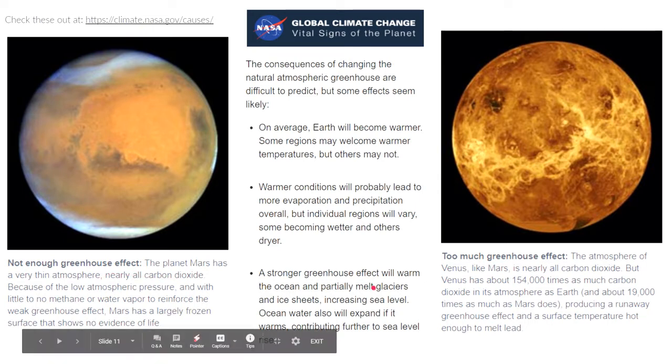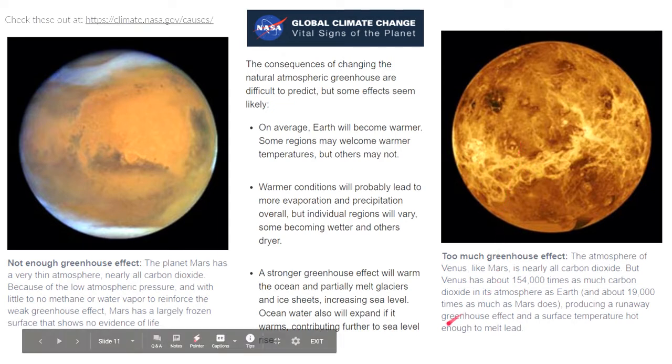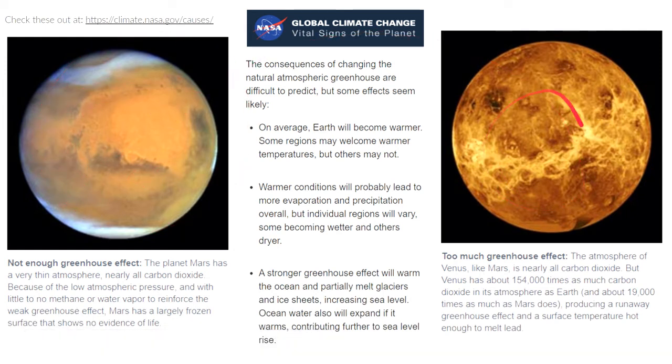Thus, there's no evidence of life on this planet. So this is what could happen if there's not enough greenhouse effect. Venus, on the other hand, has too much greenhouse effect. Venus has 154,000 times as much carbon dioxide in its atmosphere as Earth. So this results in Venus having a runaway greenhouse effect, and it raises the temperature so high that it's enough to melt lead on its surface. So with not enough greenhouse effect, the planet will become too cold. Too much greenhouse effect, the planet will become too hot.